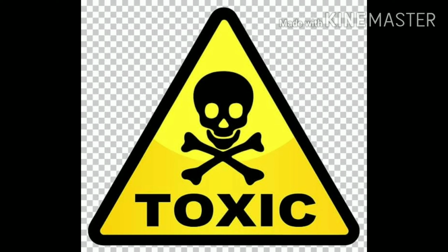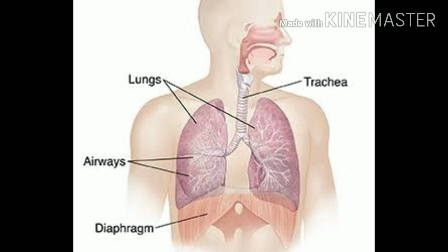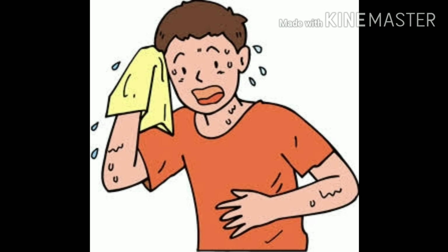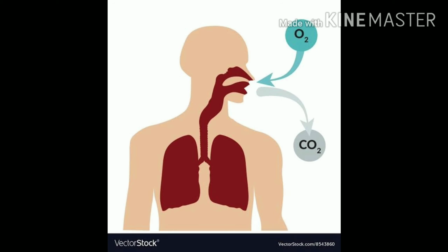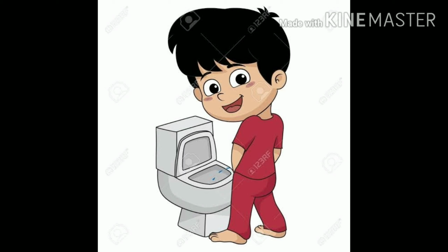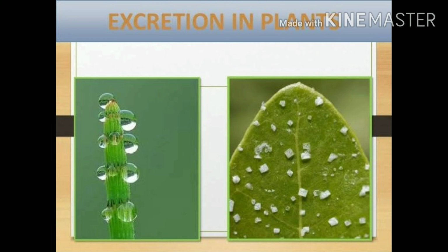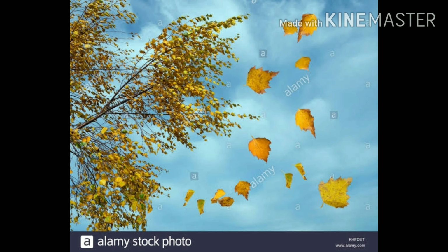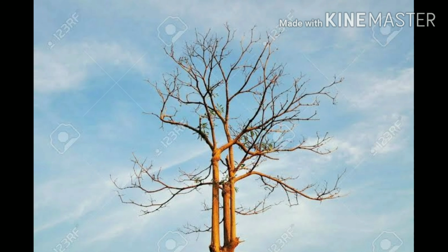In animals, there are excretory organs for excretion. Skin, lungs, kidneys are the excretory organs in animals. Skin eliminates the waste in the form of sweat. Lungs eliminate the waste in the form of carbon dioxide, whereas kidney eliminates the waste in the form of urine. In plants, there are no separate organs for excretion. The waste substances are stored in the leaves of the plants. With the shedding of leaves in a specific season, this waste substance is eliminated.